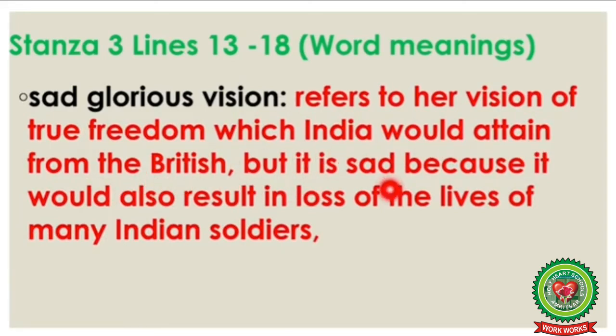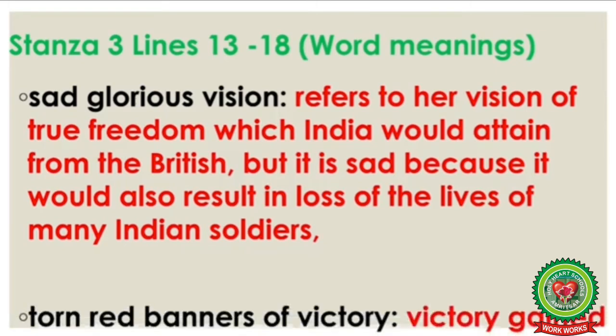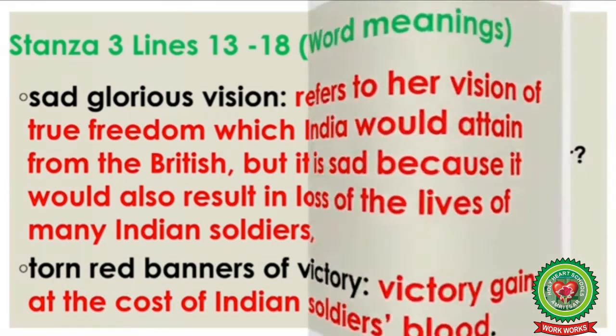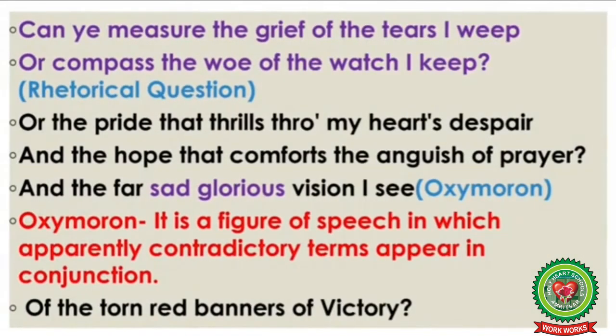But it is sad because it would also result in loss of the lives of many Indian soldiers. So that is why she is saying the vision which is glorious, which is full of glory, but it is sad. The figure of speech related to it we will do in explanation. Torn red banners of victory. Victory gained at the cost of Indian soldiers' blood. Now let us discuss the explanation.